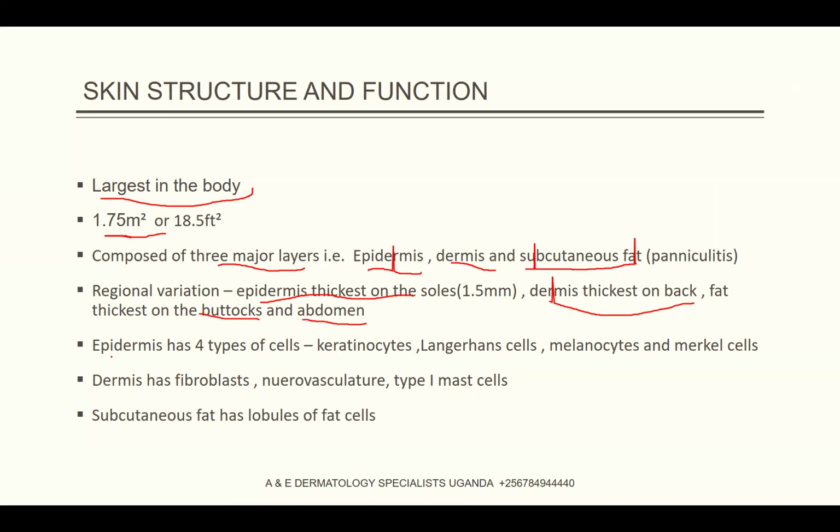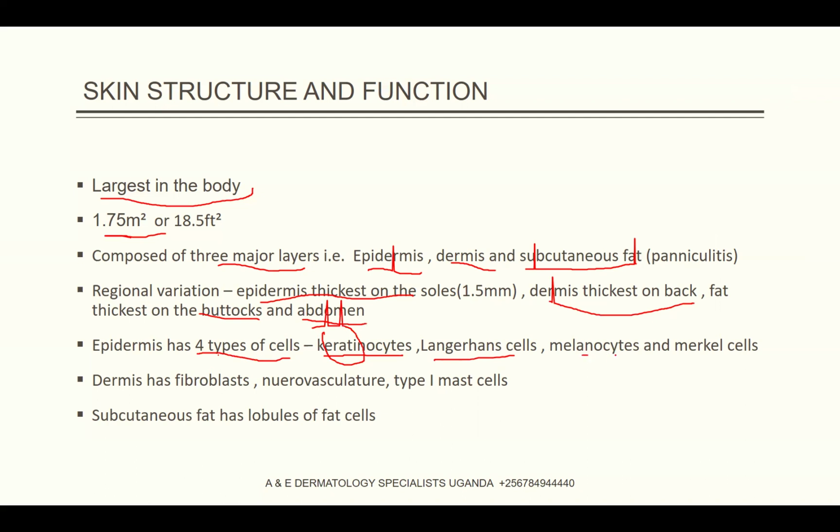Then, the epidermis, the outer layer of the skin, is further composed of majorly 4 types of cells, and we have the keratinocytes, getting their name from the major protein they produce, the protein called keratin. And we have other cells, the Langerhans cells. These ones usually act as antigen-presenting cells in the skin.